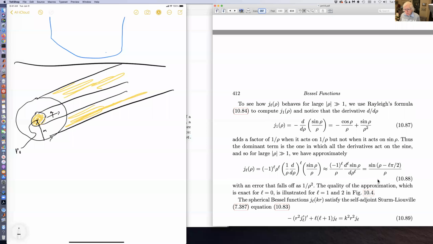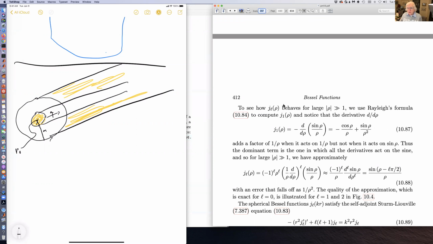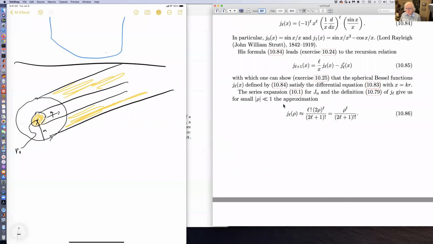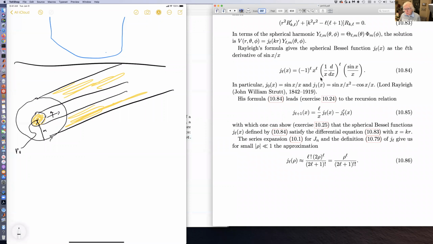How does J L of rho behave at large rho? Well, we use Rayleigh's formula, but we do a trick. We have the derivatives act only on the sine, and we throw away the terms where the derivative acts on x, because what happens is this, as you see, is x to the minus 1. You differentiate it, you get x to the minus 2, and then you differentiate again, you get something proportional to x to the minus 3, and so forth.